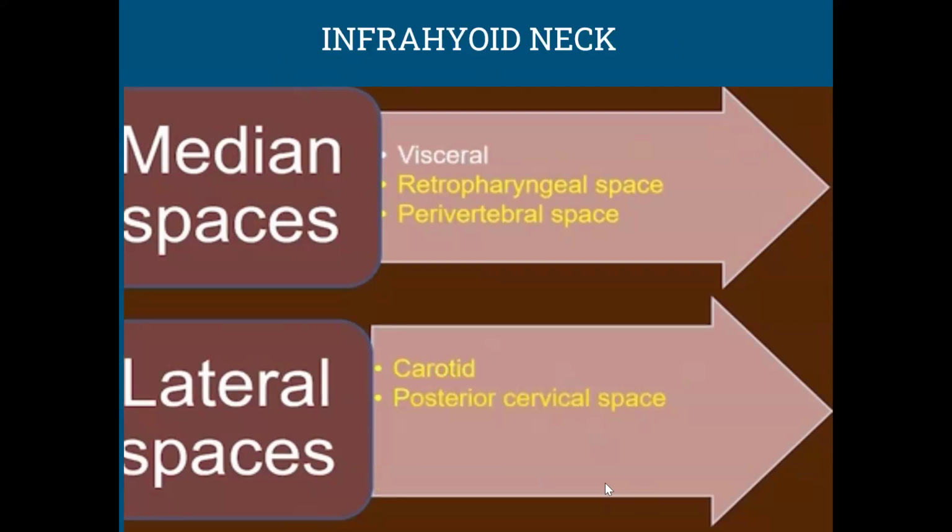And in the infrahyoid neck, in addition to the four spaces which we saw in the last slide, we additionally have the visceral space medially. So in total we have these five spaces in the infrahyoid neck.